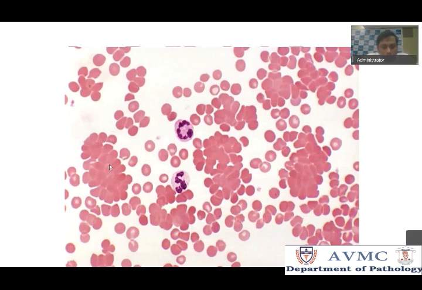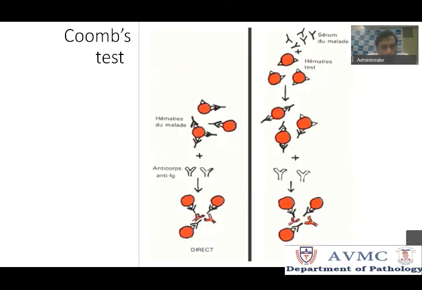What are these? These are RBC agglutinates. We are finding RBC agglutinates along with microspherocytes and aggregates of RBCs. When you find these two classic findings of microspherocytes and RBC aggregates, the diagnosis is likely to be autoimmune hemolytic anemia.